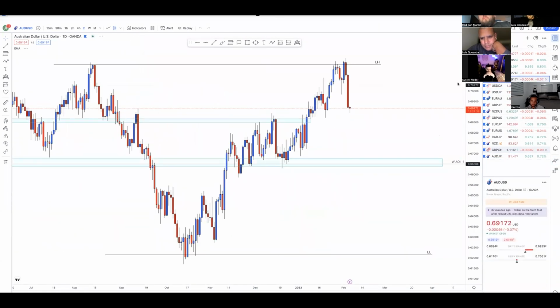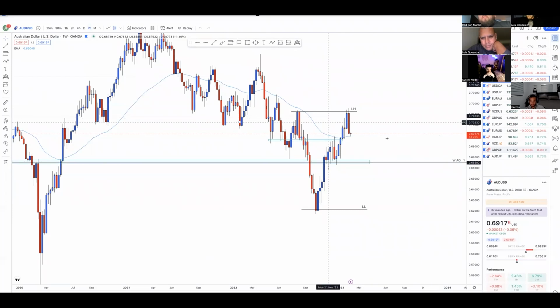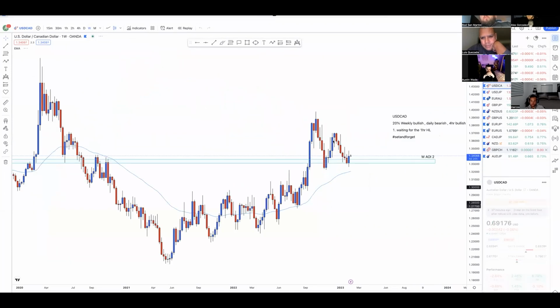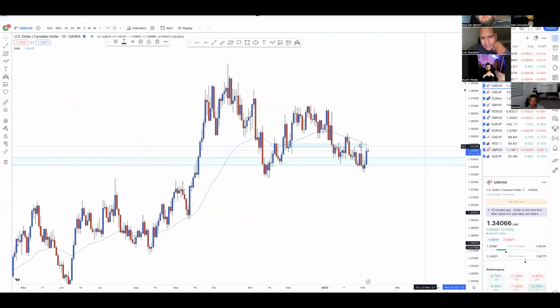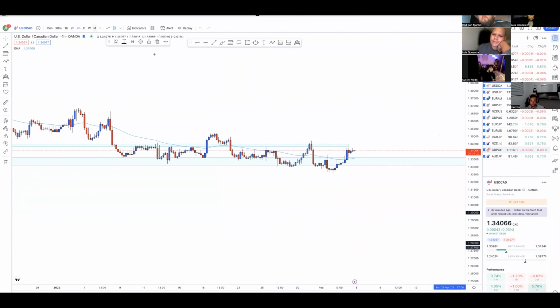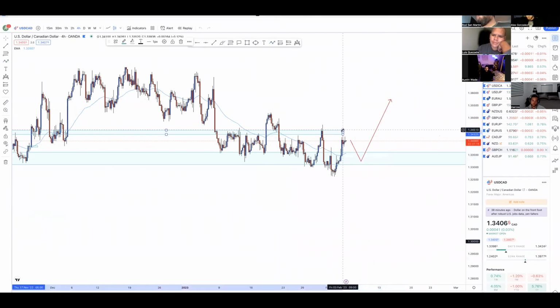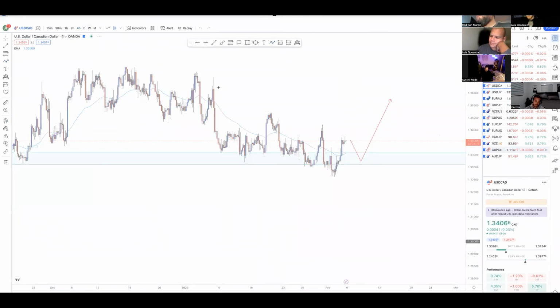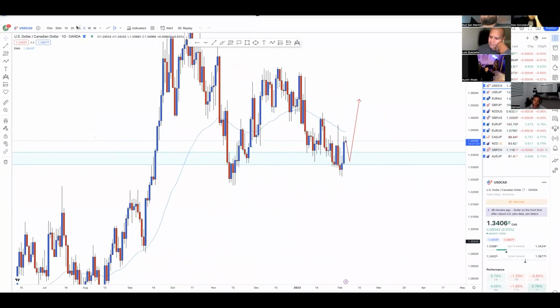We're good. AUD USD, nothing. USD CAD, bullish daily, bullish 4-hour, bullish. Beautiful, simple, easy trade. All I need is a pullback to go long. Beautiful, beautiful trade. Yes, this is exactly what I want.